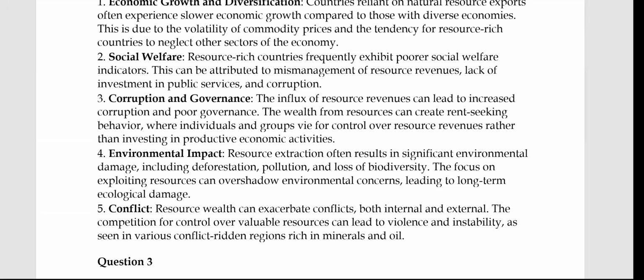Who can throw more light on that point, the 5, the conflict? I need that point to be well explained. Yes? Who can throw more light on it so that we move?